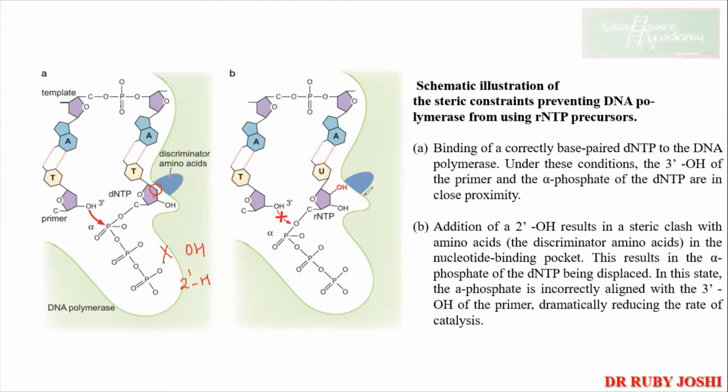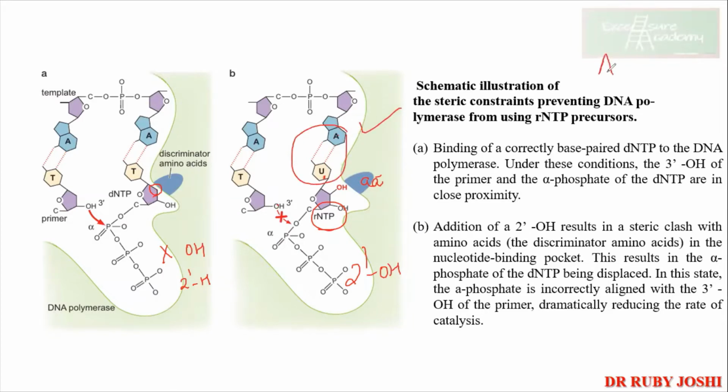Now, coming to the incorrect one. So, A and U. What is U over here? The RNTP. It has 2-OH. Now, this 2-OH is fighting for the space which is present over here. But the amino acids are already present. So what will happen? It will not allow the accommodation of the 2-OH at the discriminator site, and because of which there will be wrong alignment of the phosphate group, and hence the OH is not able to attack the phosphate. See why the discriminator amino acids are important: here the base pairing is happening correctly.